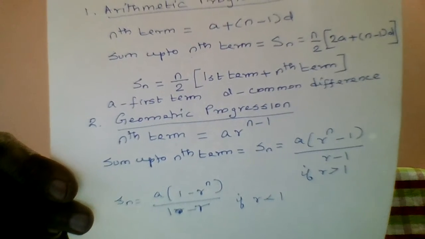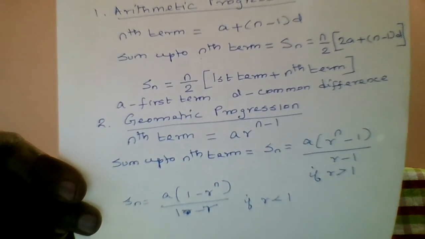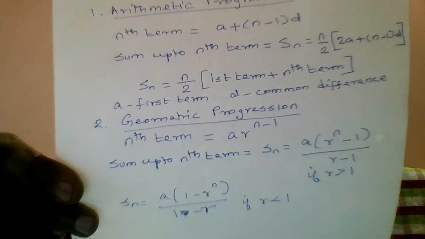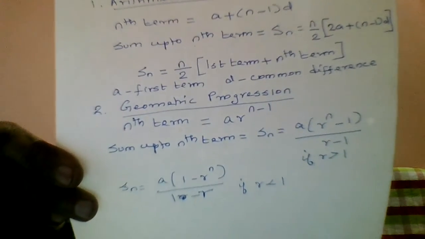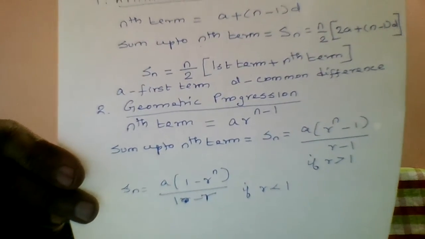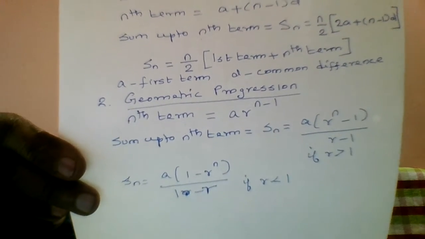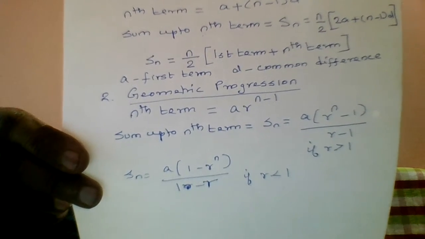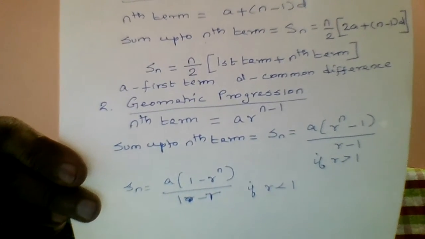Then we have geometric progression. The geometric series will look like this: a, ar, ar square, like that, up to ar power n minus 1. So the nth term is a into r power n minus 1. Sum up to nth term is Sn equals a into r power n minus 1 divided by r minus 1, if the value of r is greater than 1.